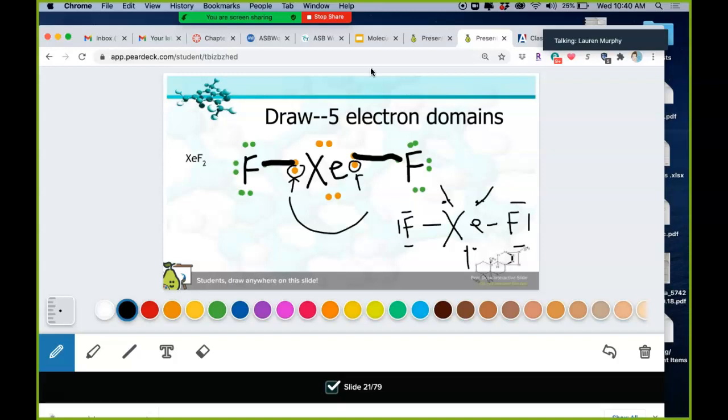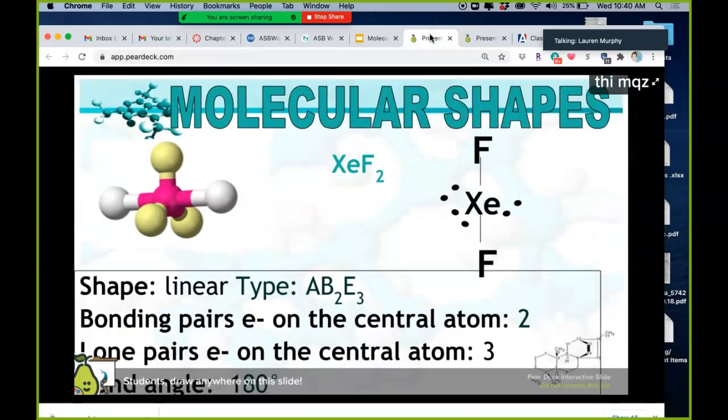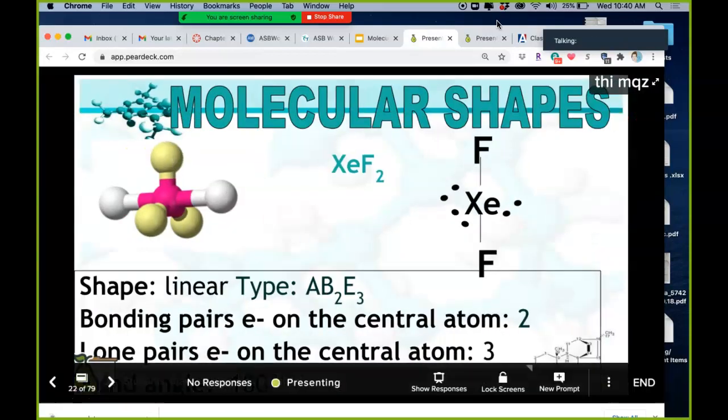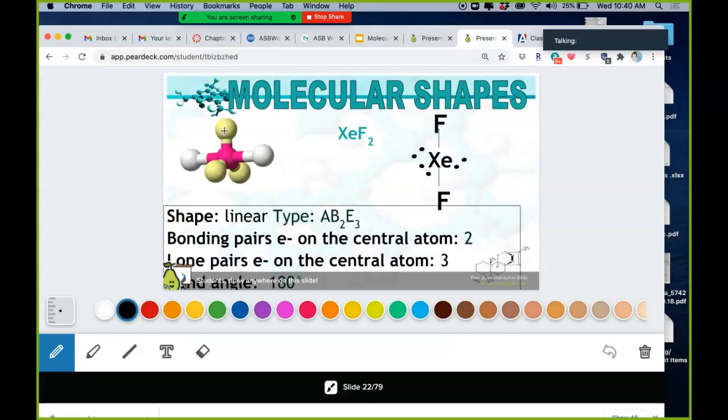Okay? But you don't look at lone pairs for shape, you look at the molecule, which is the atoms bonded together. So what does that look like? Well, that is another form of linear. So these are lone pairs of electrons, and this is how they're oriented in space away from each other to minimize repulsion, which then makes this a 180-degree bond angle for linear.